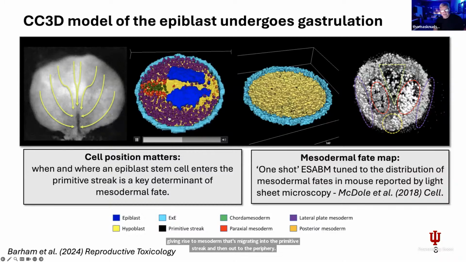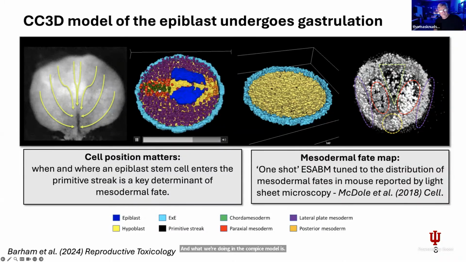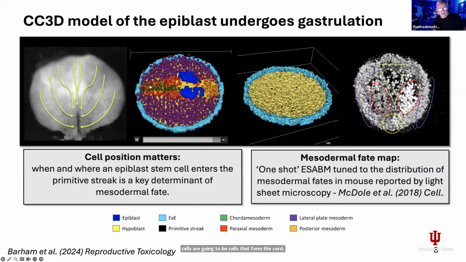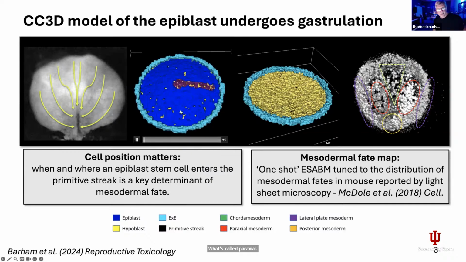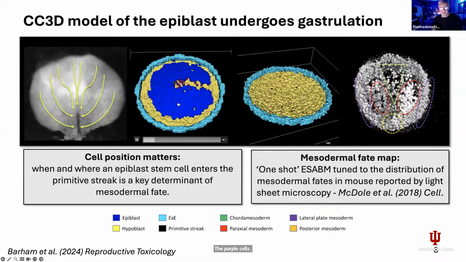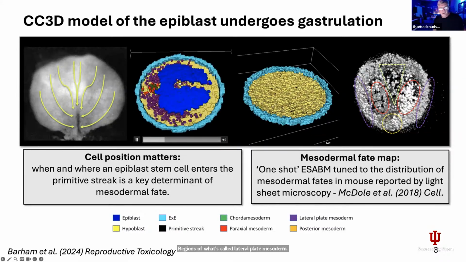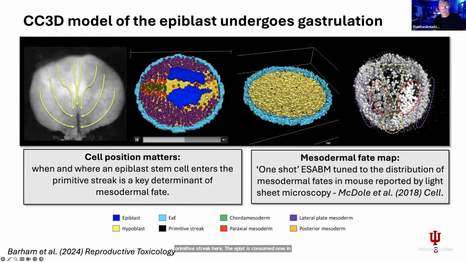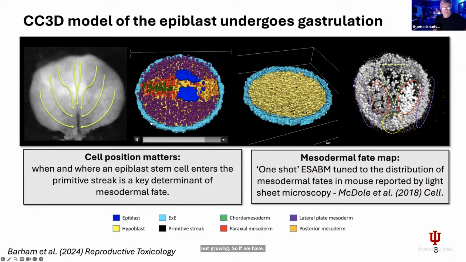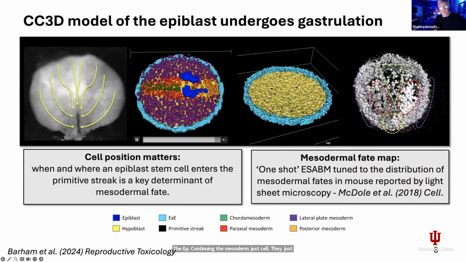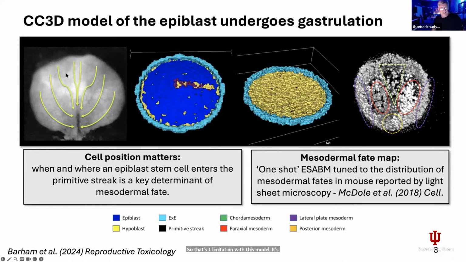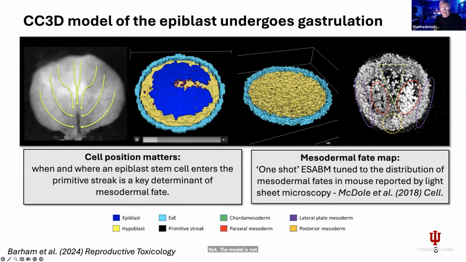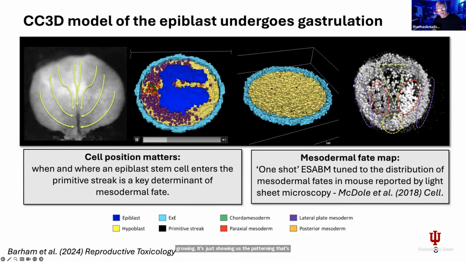And what we're doing in the CompuCell model is specifying different regional fates of the mesoderm. So these green cells are going to be cells that form the notochord. The red cells are going to be forming what's called paraxial mesoderm. The purple cells are forming different regions of what's called lateral plate mesoderm. And as you see in the one-shot model, there's the primitive streak here. The epiblast is consumed. Now in real life, it would be regenerating itself. When we do that, you'll notice that the boundaries are not growing. If the epiblast continues, the mesoderm just piles up on the periphery. So that's one limitation with this model. The model is not growing as an embryo would be growing. It's just showing us the patterning that's happening in a one-shot consumption of a population of epiblast cells.